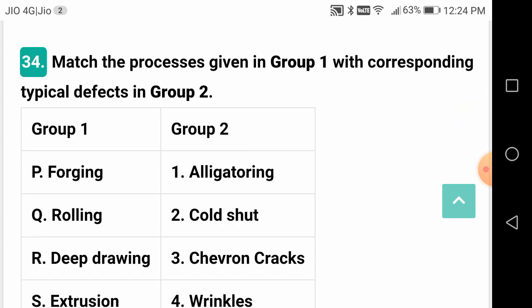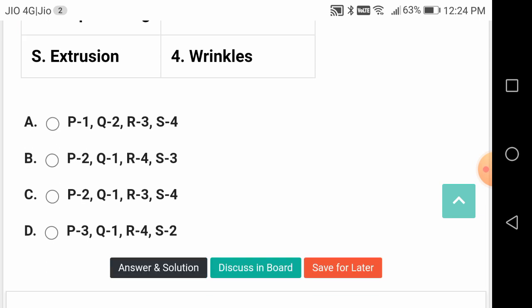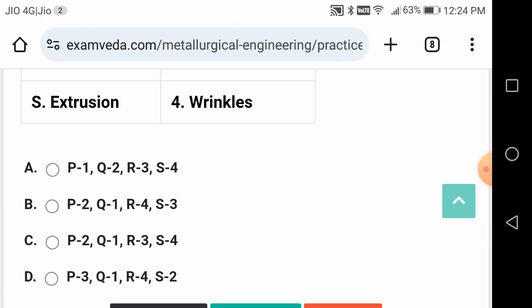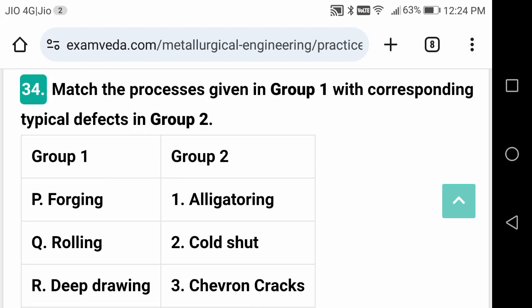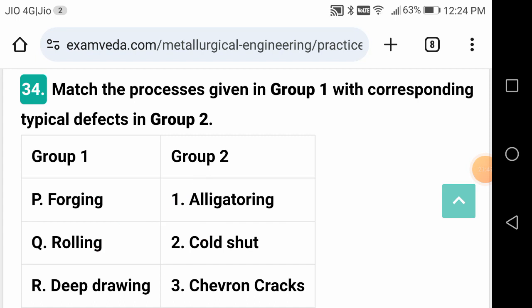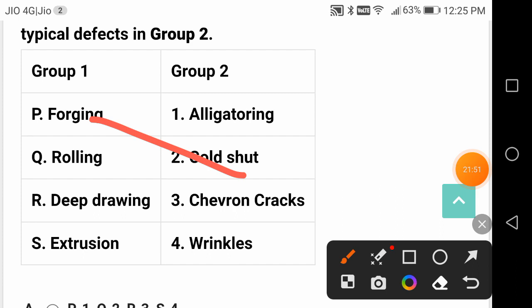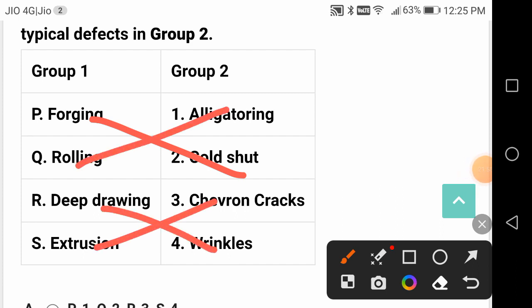Match the process given in group 1 with the corresponding typical defects. Let us see the answer. B, 2143. 2, 1, 4, 3. So what is the meaning? Forging cold shut, rolling alligatoring, deep drawing wrinkles, extrusion chevron cracks.